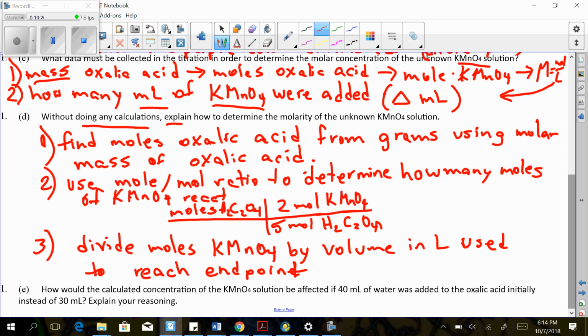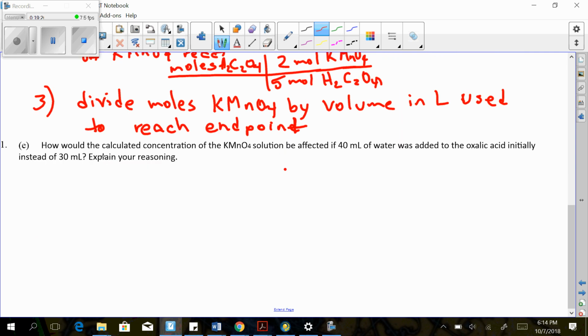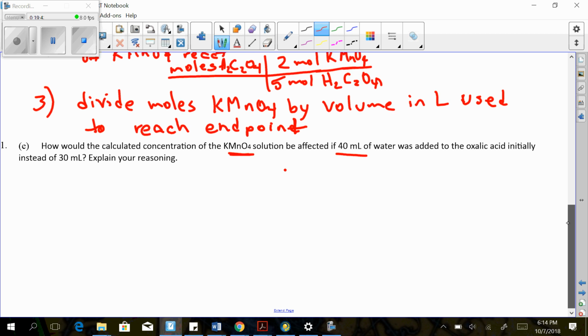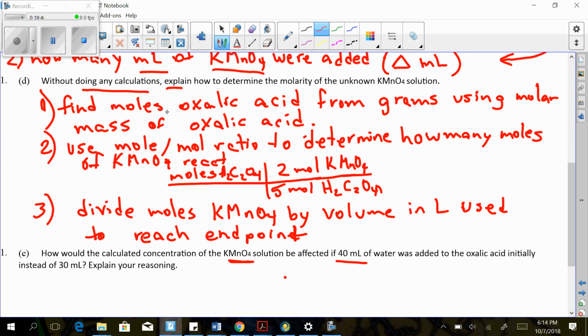And so the last point is kind of our error analysis question. And so if we look at that, how would you calculate the concentration of potassium permanganate if you added 40 milliliters of water initially instead of 30? Now, if we go back to the steps that we looked at, we put a solid oxalic acid in the beaker and then added in 30 milliliters to dissolve it. And then we did that reaction where we added in the potassium permanganate to the end point.